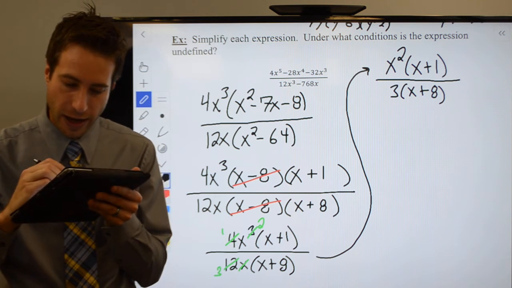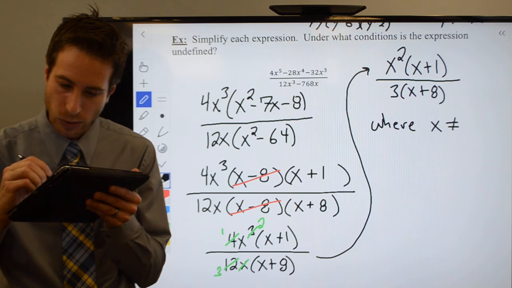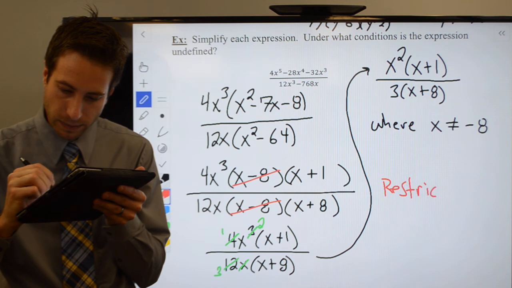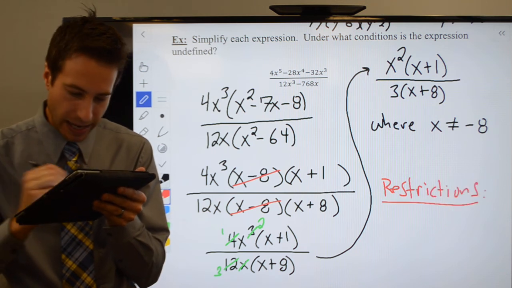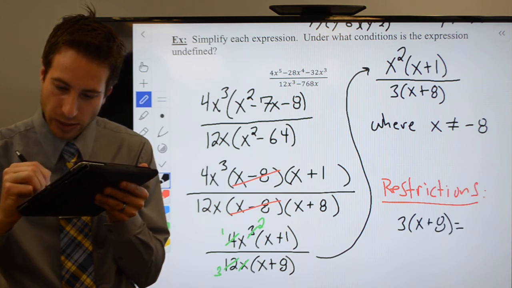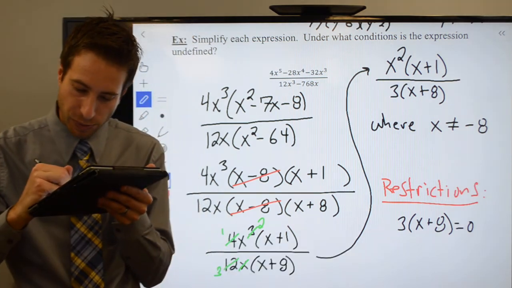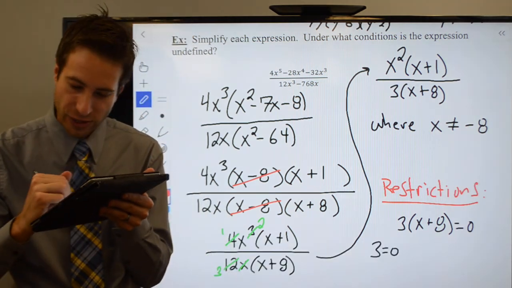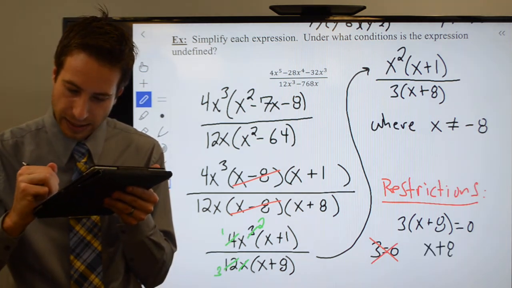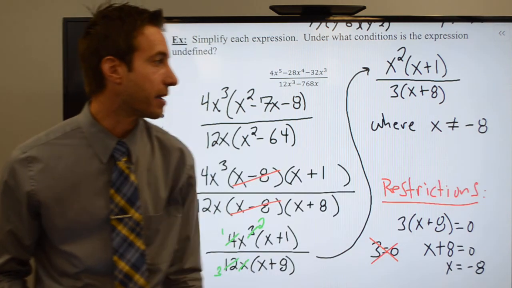Right? Now, my restricted values, well, actually, again, really easy. X cannot be equal to a -8. And again, remember the way that I did that. Set the denominator equal to 0. 3 times x plus 8 equals 0. No big deal. Zero product property lets you split them up. 3 equals 0. Well, that's just nonsense. 3 does not equal 0. X plus 8 equals 0, which means x is equal to -8, right? So that's how I got my restricted domain value. X cannot be a -8.